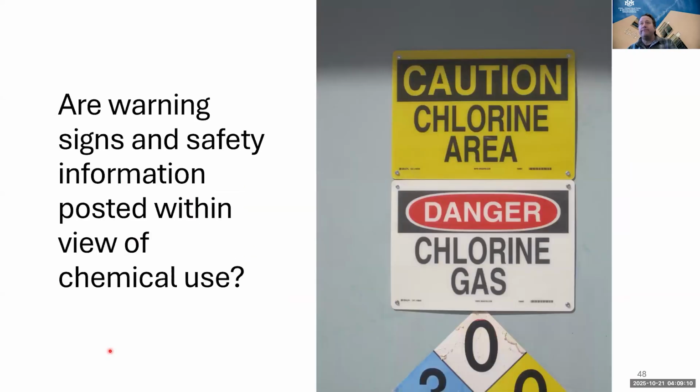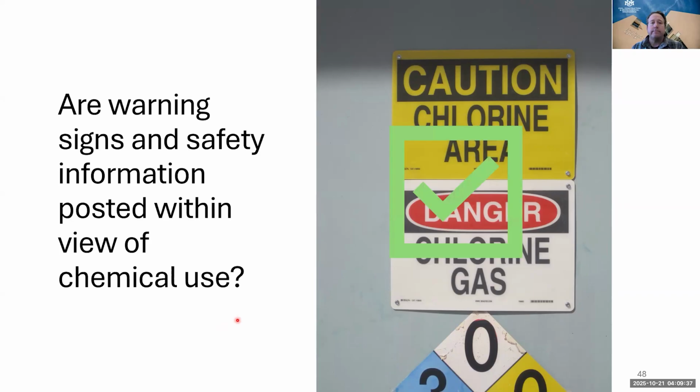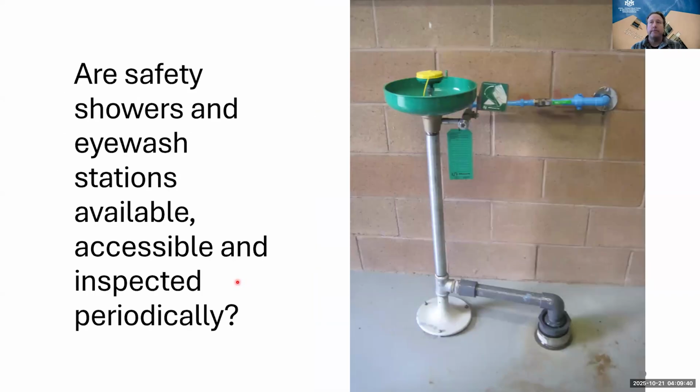Are there warning signs and safety information posted within view of chemical use? This is right on the door of a chlorine gas room for a drinking water system. We can see that there are warning signs. We can see again this hazard diamond down here, which identifies the hazards associated with the chemicals in this room. And so definitely, they're doing that correctly. Are safety showers and eye wash stations available, accessible, and inspected periodically? Here's an example of an eye wash station. It's right in the same room where they're applying the sodium hypochlorite.